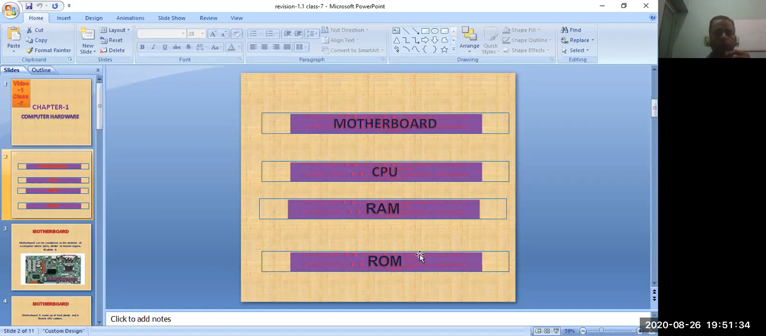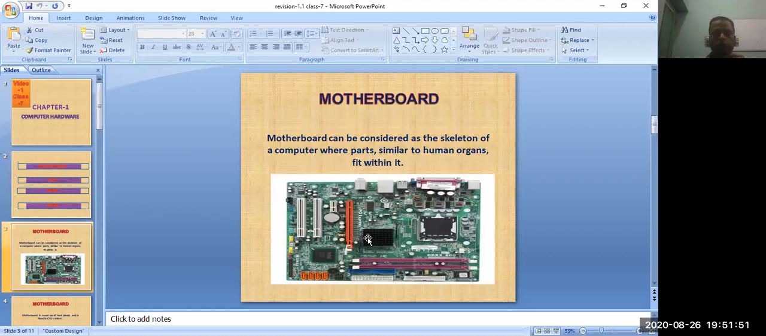Thank you. Today I'm going to discuss motherboard, CPU, RAM and ROM. Motherboard. Here you can see the image of the motherboard. So the motherboard can be considered as the skeleton of a computer, with parts similar to human organs fit within it.